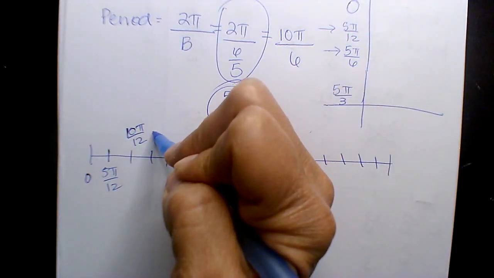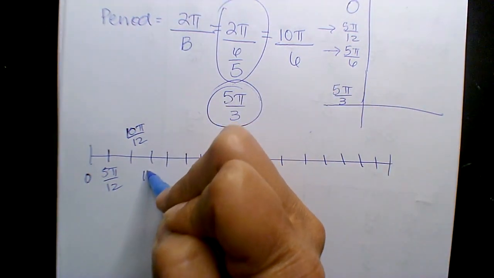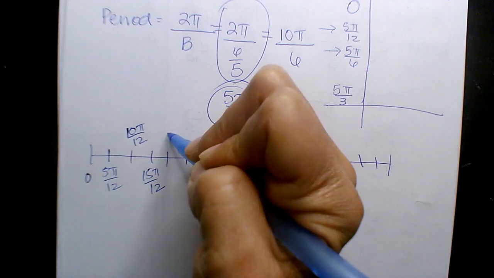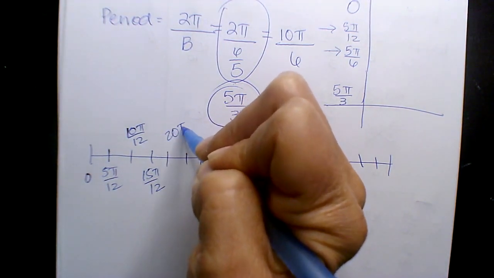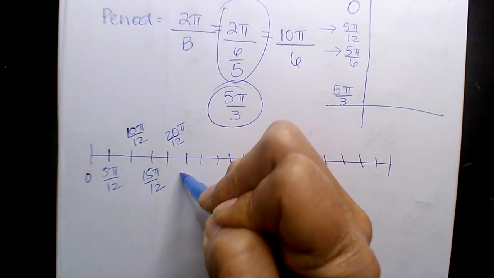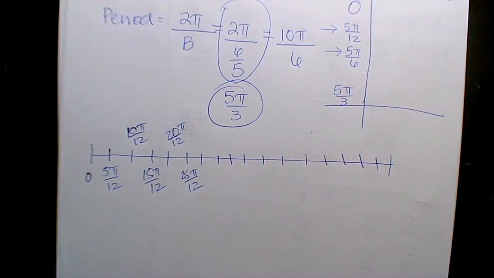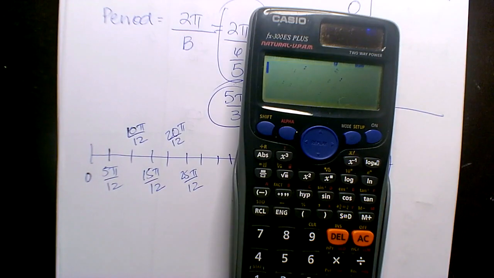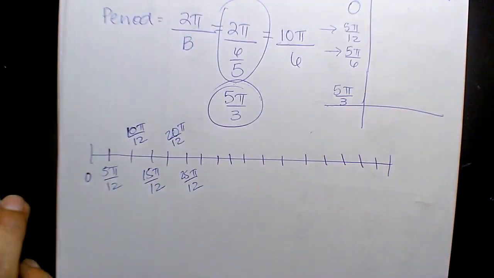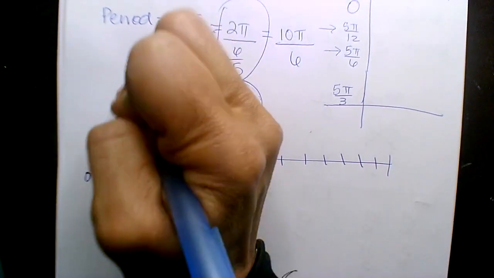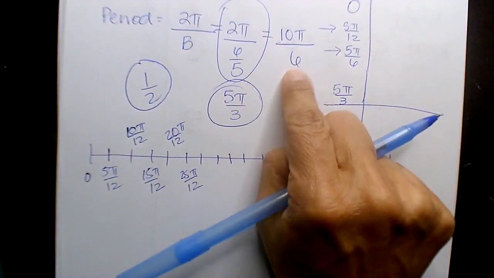So what's this one? 15 pi over 12. What's this one? That's it. What's this one? 25 pi over 12. This was a fractions quiz. The test is a fractions test. And then once you get these numbers, can you put them into the calculator? That's it.